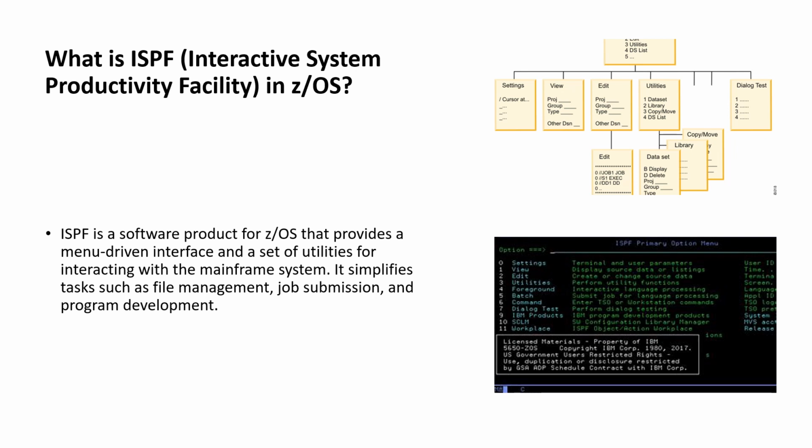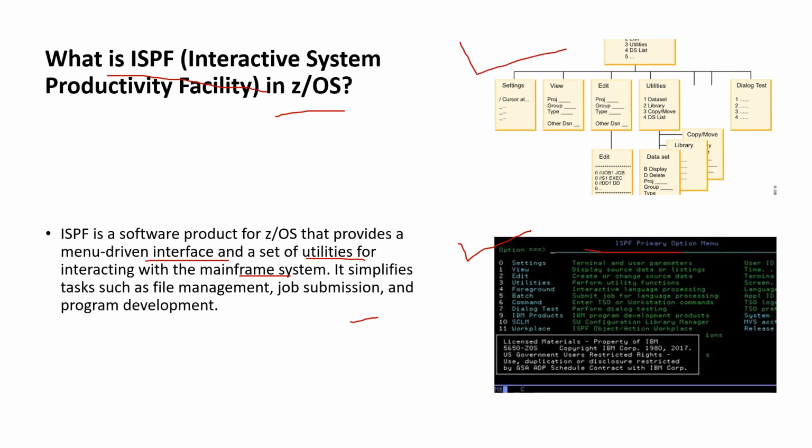So now we are going to discuss what ISPF is in z/OS. ISPF is the Interactive System Productivity Facility. ISPF is a software product for z/OS and it provides a menu-driven interface and a set of utilities for interacting with the mainframe system. So this is a mainframe system diagram of the ISPF main menu. This simplifies tasks such as file management, job submission, and program development.